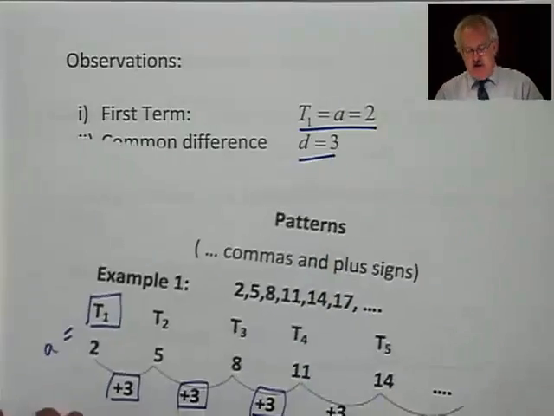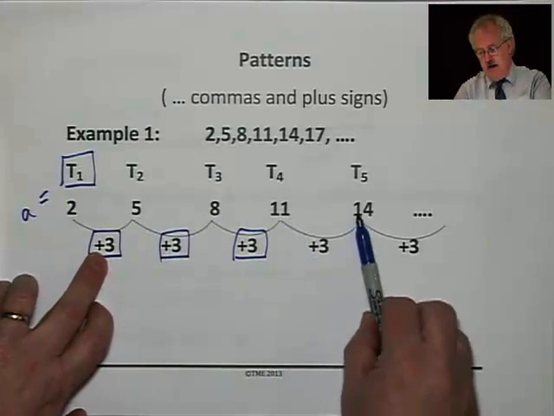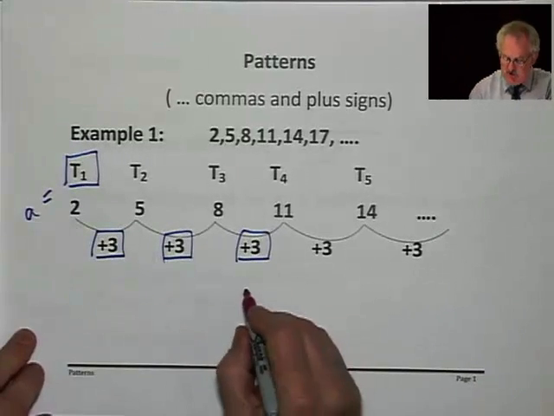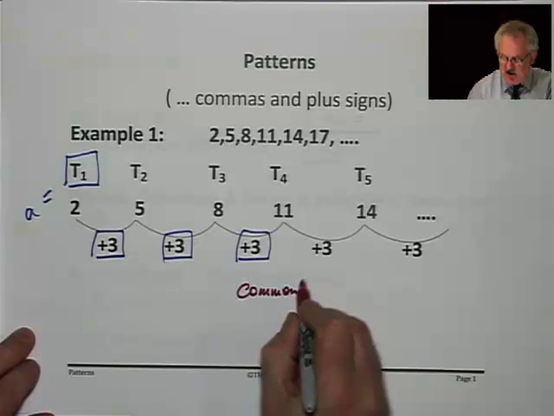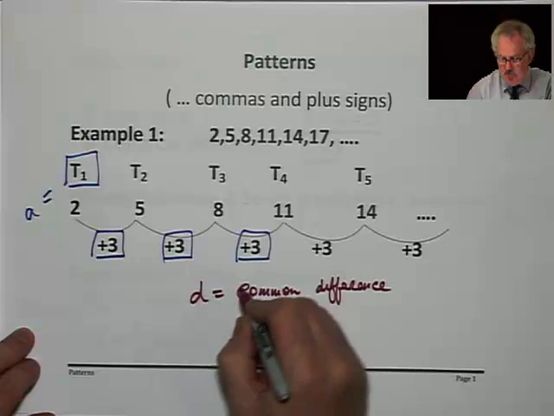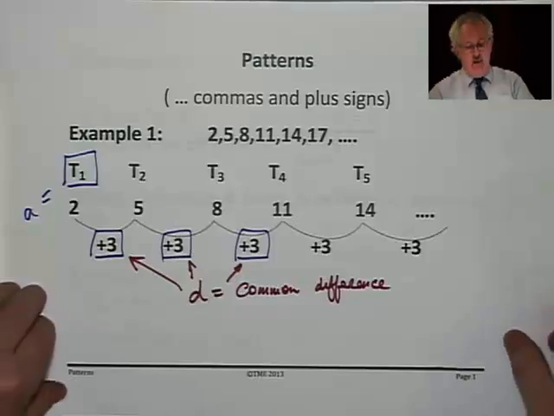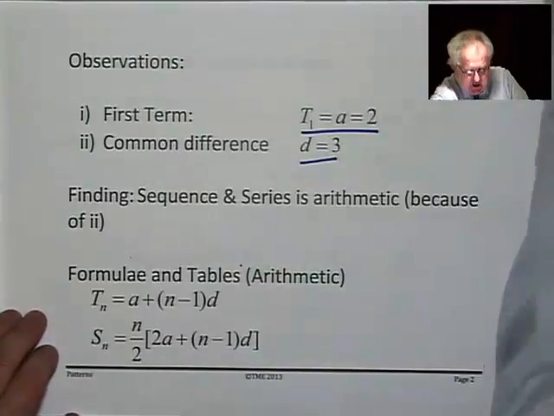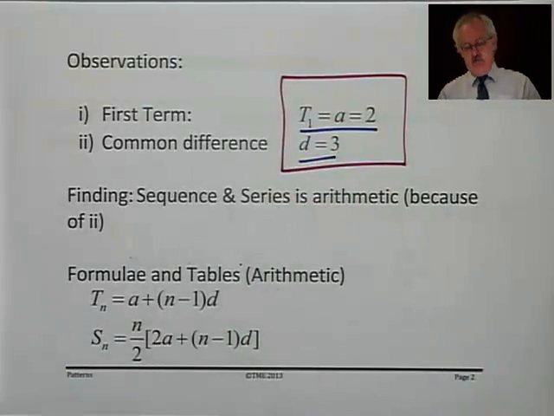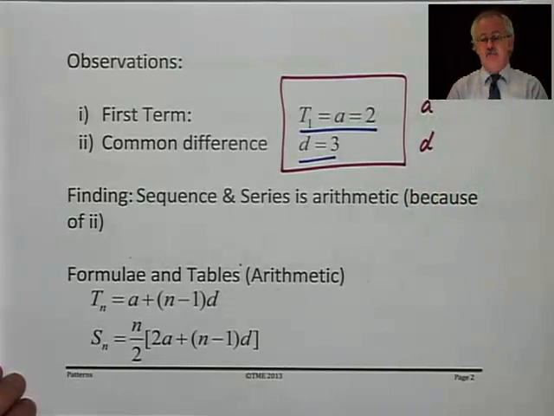There's a common difference here. Because 2 goes to 5 with 3, and 3, and 3, and 3, and 3, there's a common difference. And the difference is additive. We call that D. And D is 3 everywhere. And because it's a common difference, we can now say that this is an arithmetic sequence. This defines it. An A and a D that's constant.